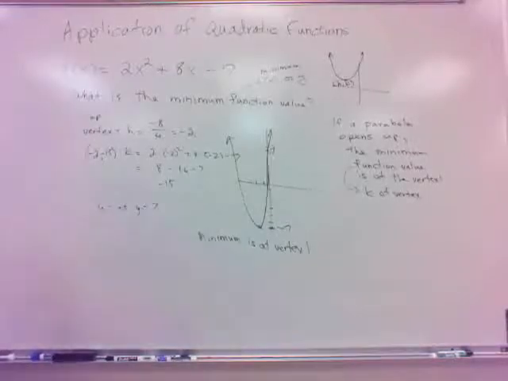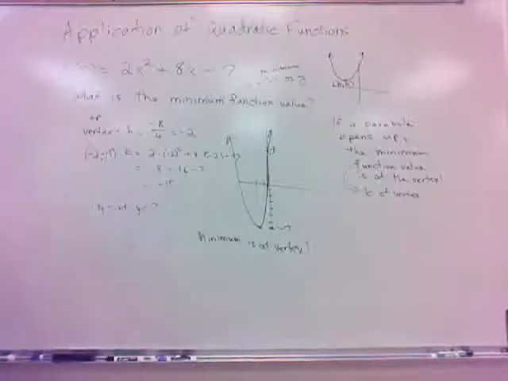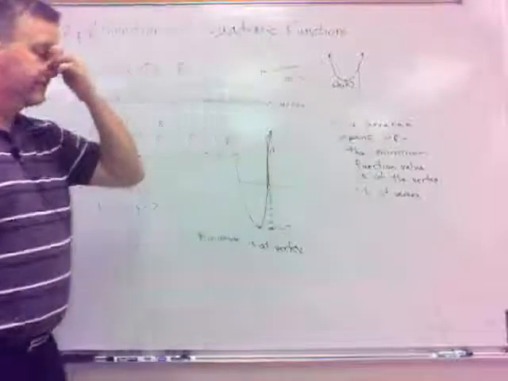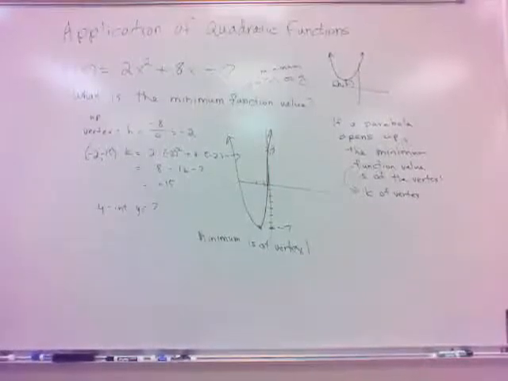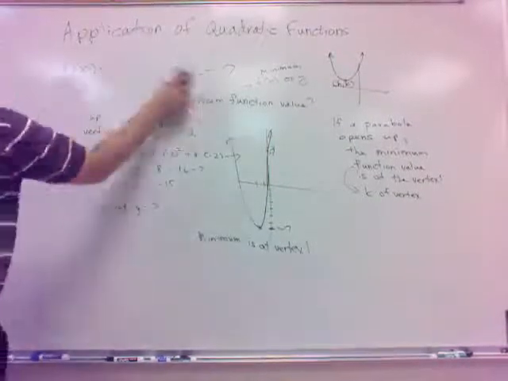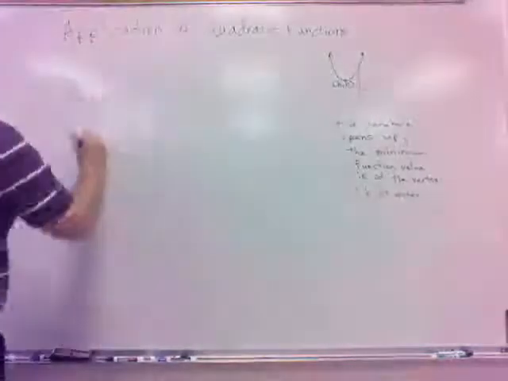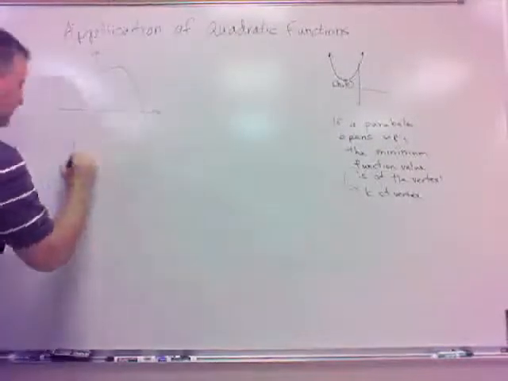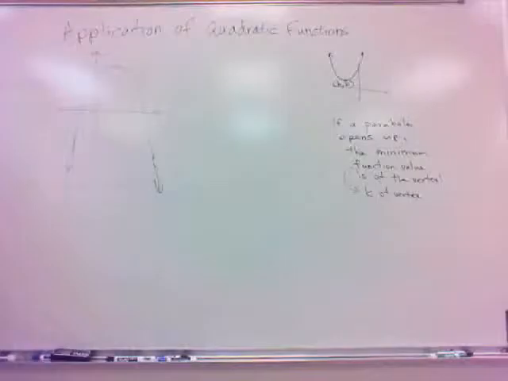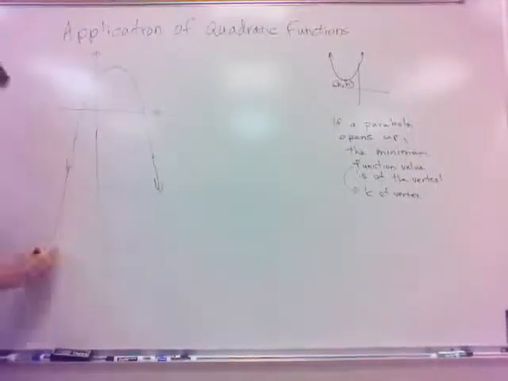Now, it should be noted, we'll talk about it in a moment too, the h is where it occurs, the x value where it occurs, but anyway. All right, so that's if it opens up. What do we get if it opens down? Well, put one on here. Got a parabola that opens down. These going downward, do I have a minimum function value? Do I have a smallest, lowest y value? No, because those keep going down. So there is no minimum there.